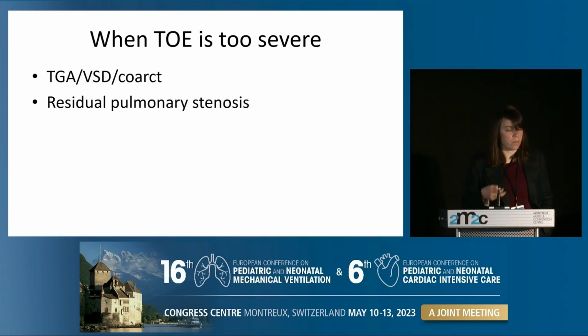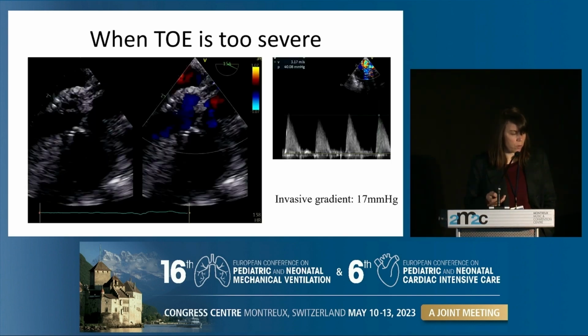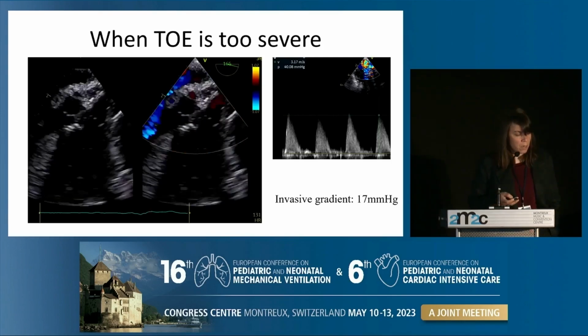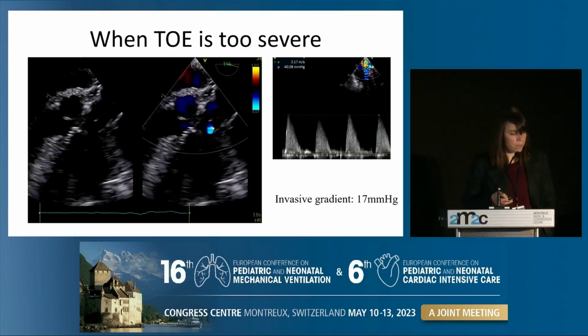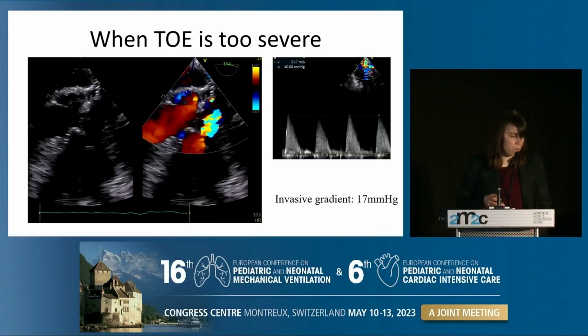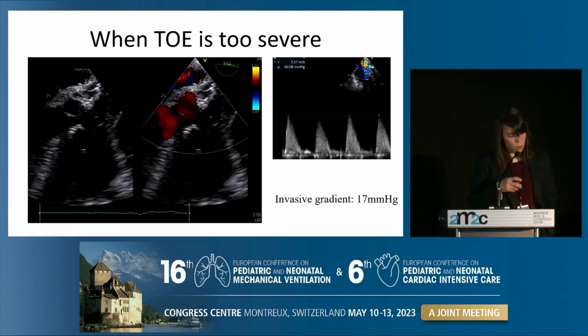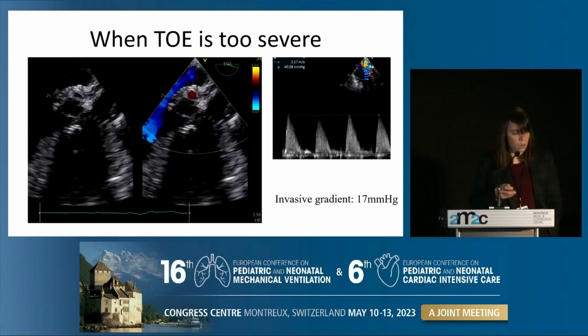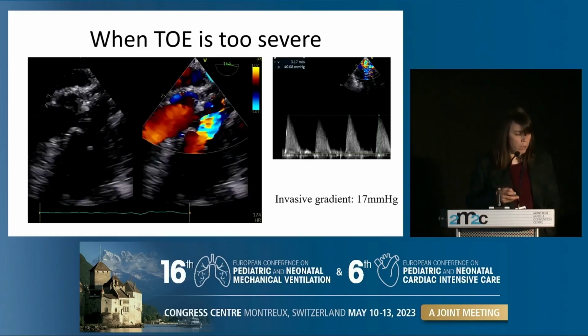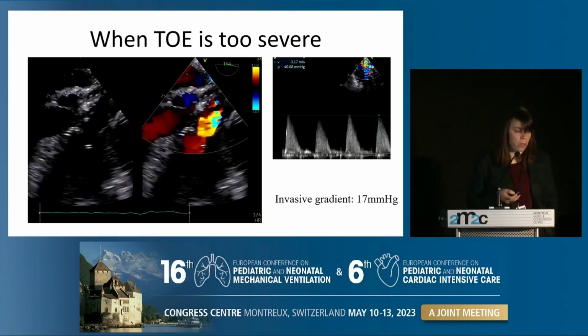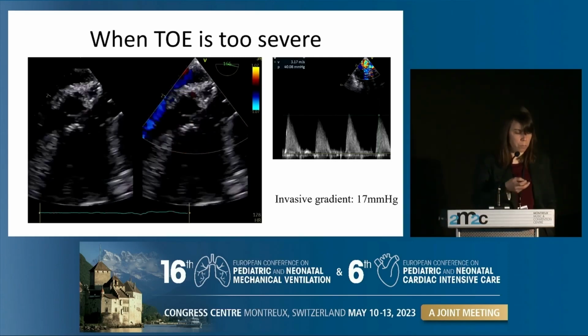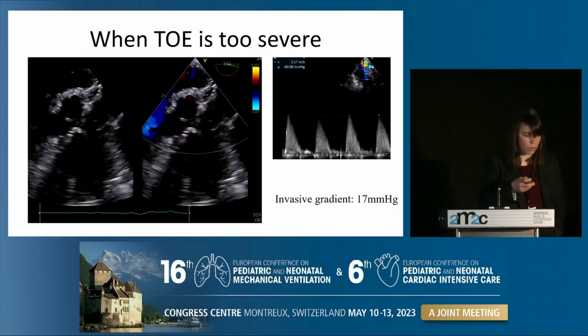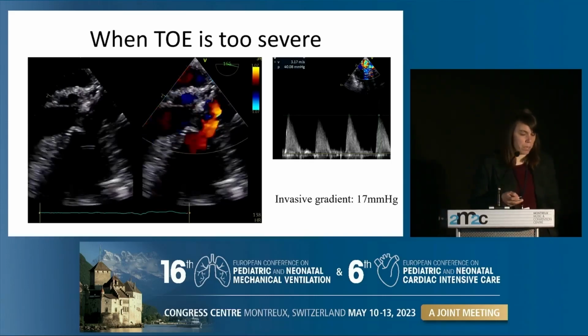Sometimes TOE is too severe, too worrisome. We have a child with transposition of the great arteries, VSD, and coarctation, and he has residual pulmonary stenosis. You can see here the image quality is not great. You can see the two vessels going side by side, and on the far right of the screen the neo-pulmonary artery, and you have a gradient on echo that's probably a bit overestimated with the dot here, but at least 30 millimeters of mercury.